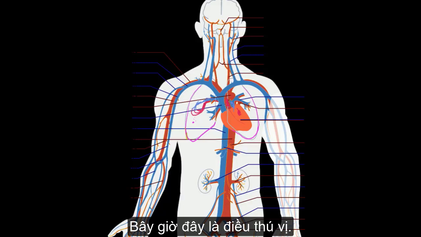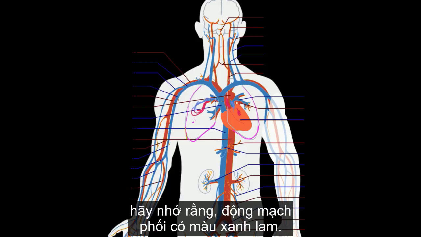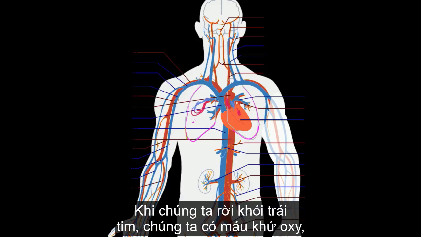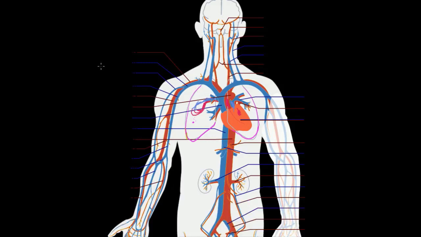Now, this is the interesting thing. When we're talking about pulmonary arteries and veins, remember the pulmonary artery was blue. As we go away from the heart, we have deoxygenated blood. But it's still an artery. Then as we go towards the heart from the lungs, we have a vein, but it's oxygenated. Let me write that down. I wrote that in the last video, but pulmonary artery: no oxygen. Or maybe I shouldn't write that. I should write deoxygenated, because there might be some oxygen. Deoxygenated.